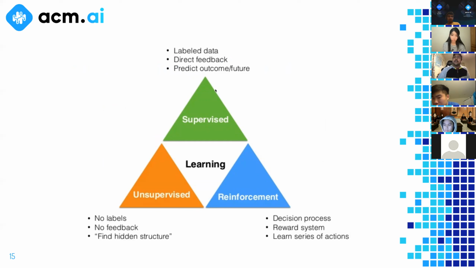All right, so there are three major types of learning in machine learning. The first one is supervised learning. Supervised learning means you have labeled data. Let's say we have a bunch of fruits and in your data you have labels, so the apple would be labeled as apple with a string. You have direct feedback and a predicted outcome or future. So you send some input in and you have a predicted outcome based on labels and features that you were given.